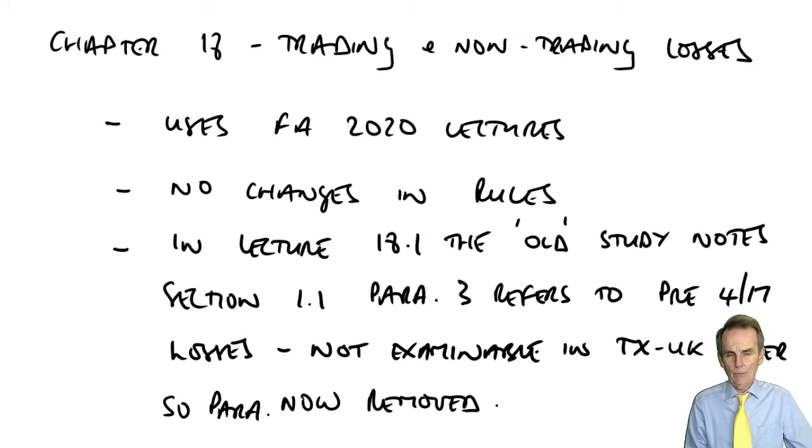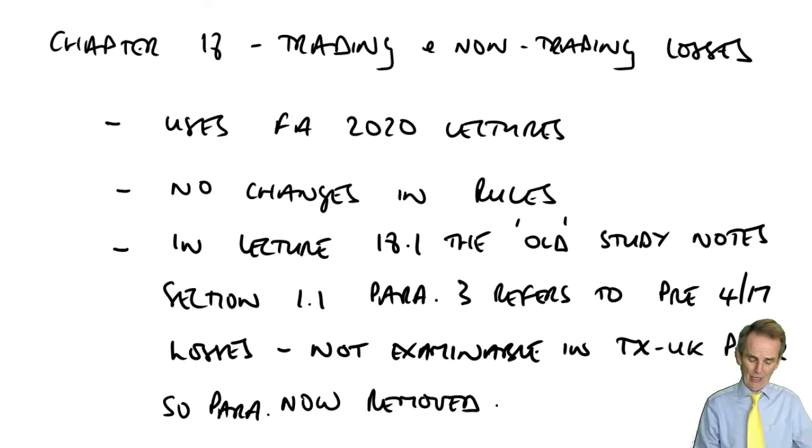In Chapter 18, we deal with the losses that may be sustained by a company. The losses are twofold. They are mainly the trading losses that are sustained, and that is the vast majority of the two lectures that we have in this particular chapter. But also we have non-trading losses as well.